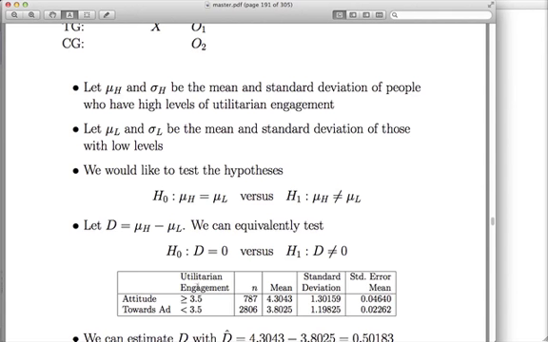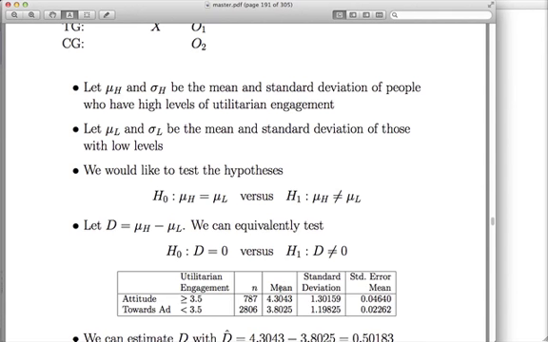Utilitarian engagement is something that we measure on a 5-point scale, and anybody who has a value that's 3.5 or greater, we're going to say has high engagement. Anybody with an engagement score less than 3.5 we call low. There are 787 people who have high utilitarian engagement, 2,800 who are not so engaged with the magazine.